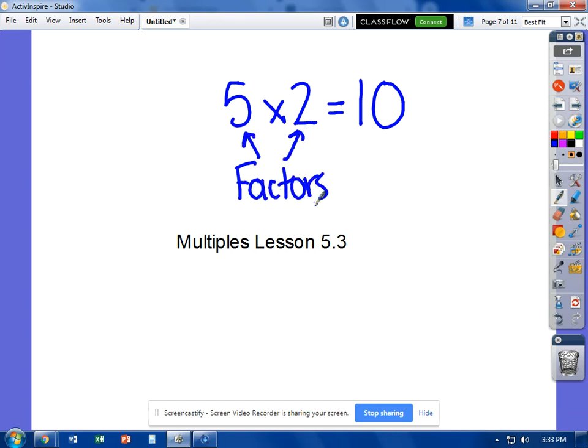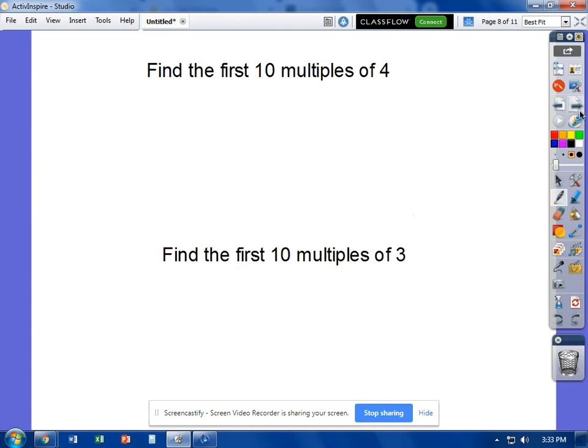The product of the equation, which is also the answer to a multiplication problem, is also a multiple of the two factors. So, for example, 10 is a multiple of 5 and a multiple of 2 because if we were skip counting by 5s or if we were skip counting by 2s, we would eventually hit 10. So let's give a couple examples over here.